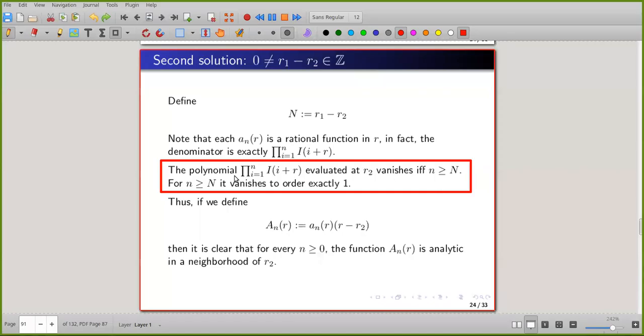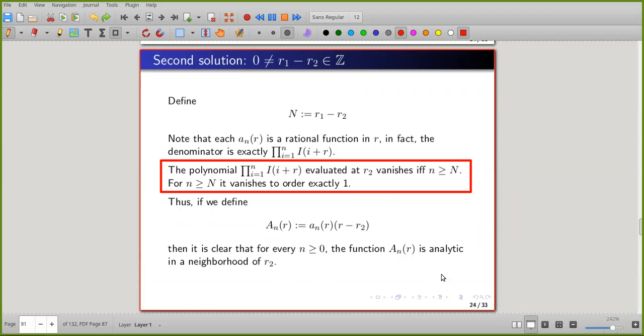So thus, if we define A_n(r) equal to a_n(r) times (r minus r2), then it is clear that for every n greater than or equal to 0, the function A_n(r) is analytic in a neighborhood of r2. Okay. So we have our A_n(r)'s.